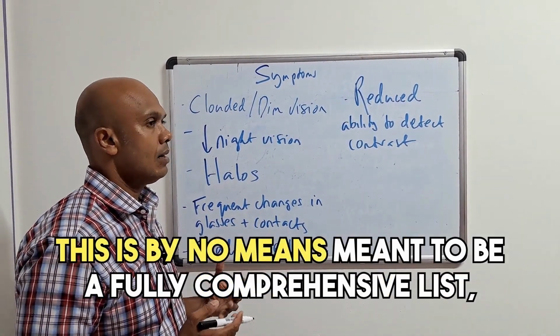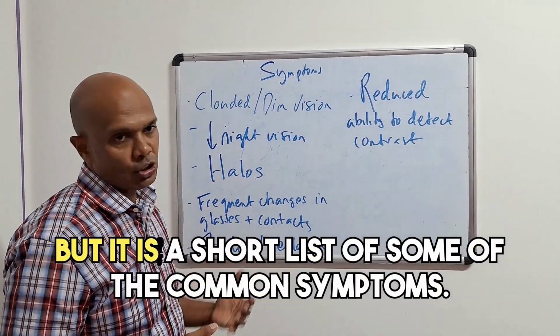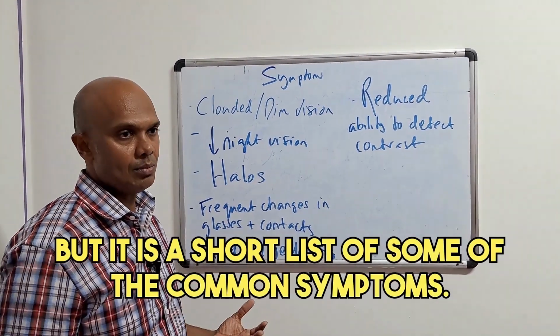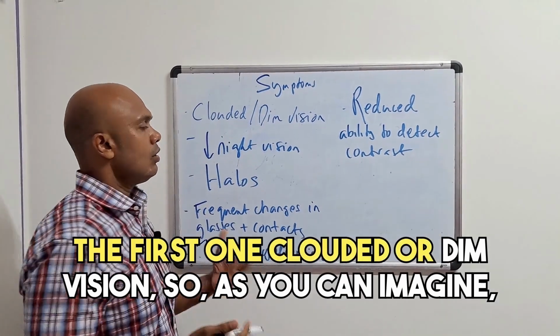This is by no means meant to be a fully comprehensive list, but it is a short list of some of the common symptoms you will see in cataracts. First one, clouded or dim vision.